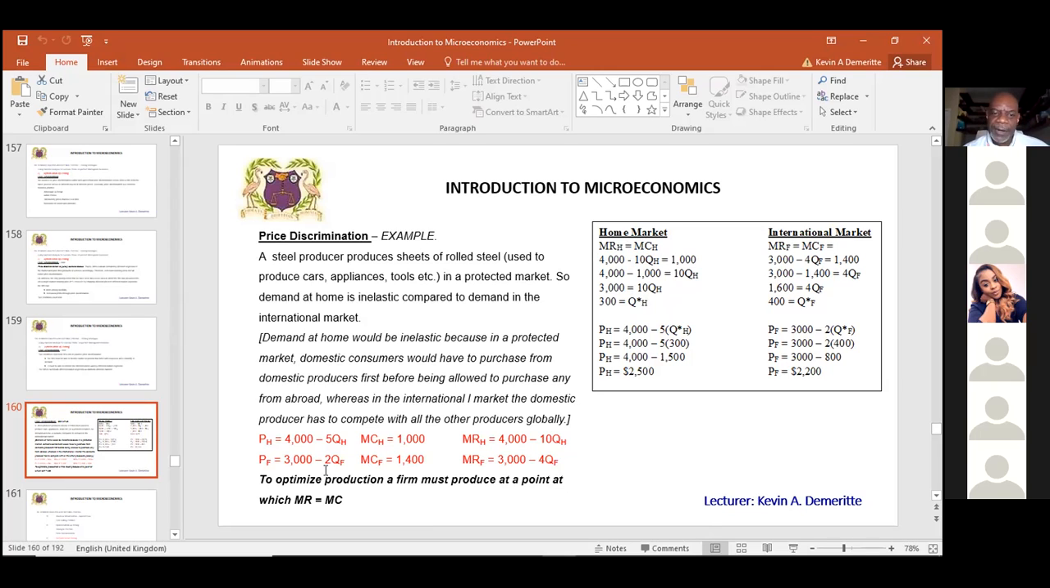And that's what we have here in bold, in italics: to optimize production, a firm must produce at a point at which marginal revenue is equal to marginal cost. So the first thing we do, we set marginal revenue equal to marginal cost. We solve it, and we come up with a Q star for the home market and a Q star for the foreign market. Then we took that Q star and plugged it into our inverse demand equations, or our price equations, to find out what the price is. So bear that in mind, let's go back to our question.